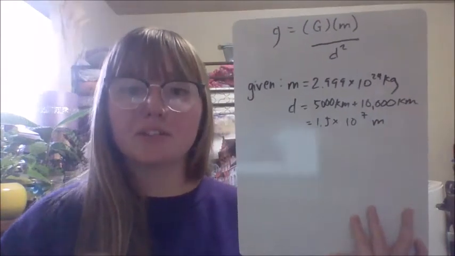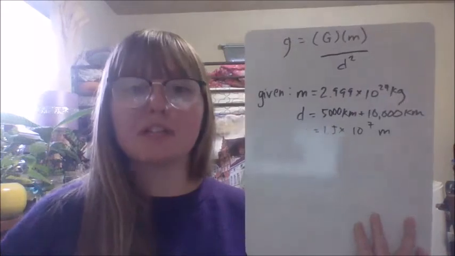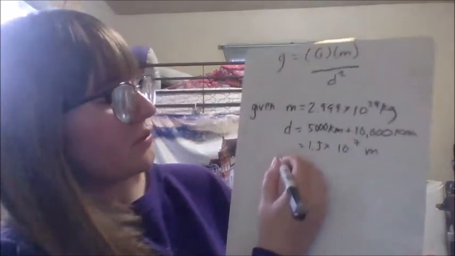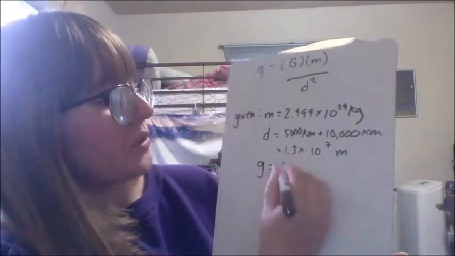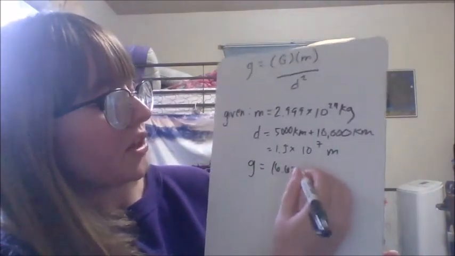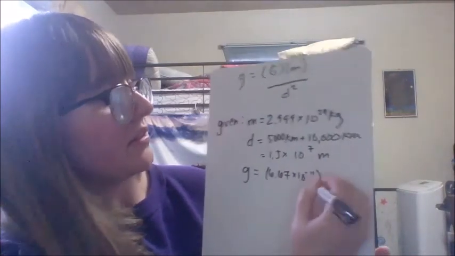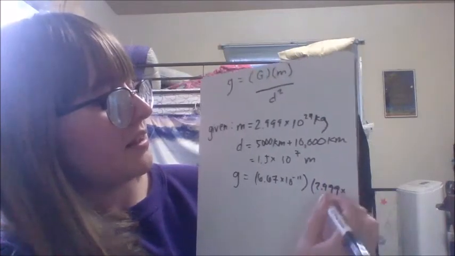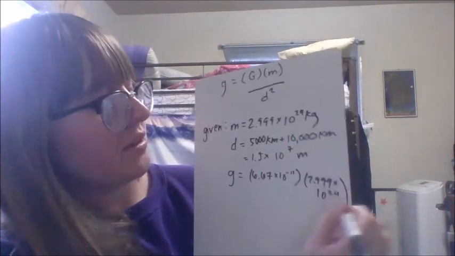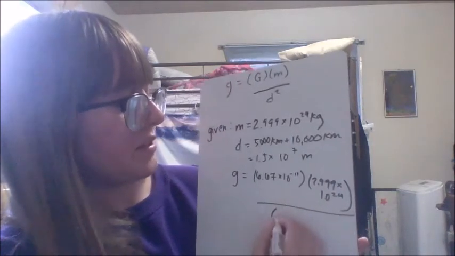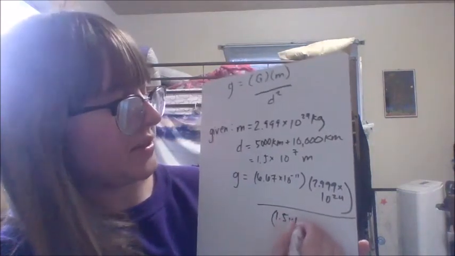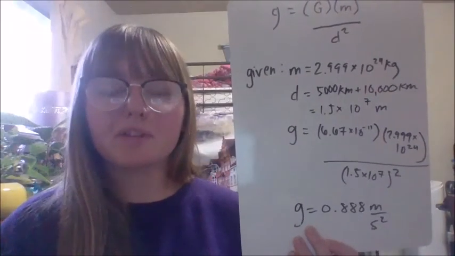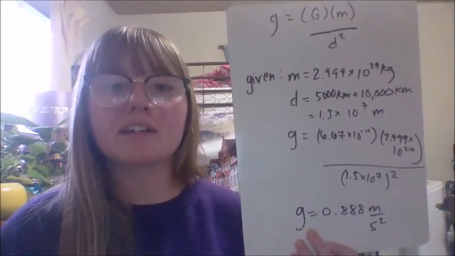Okay, so I just did the unit conversion from kilometers to meters, and now just like the first part of the problem, we can start plugging things in. We don't know g, which is what we're going to solve for. We know, like before, the universal gravitation constant, 6.67 times 10 to the negative 11th. We know the mass of the planet, 2.999 times 10 to the 24th. And we divide all of this by (1.5 times 10 to the 7th) squared. And then if we use a calculator, we find that the value of g is 0.888 meters per second squared.